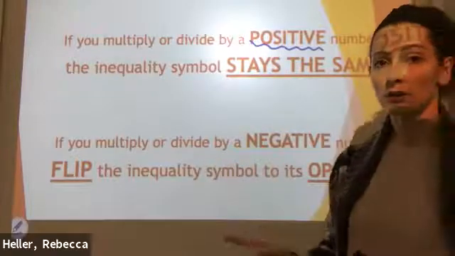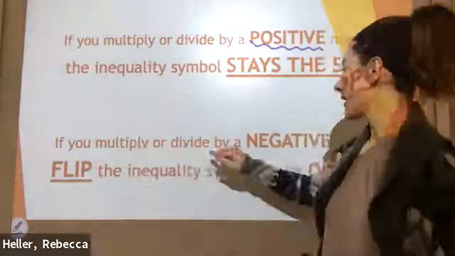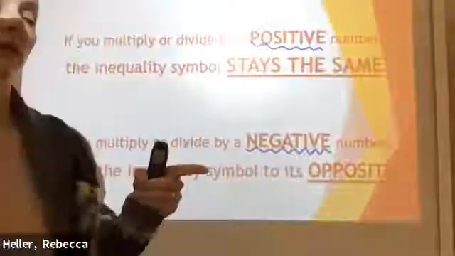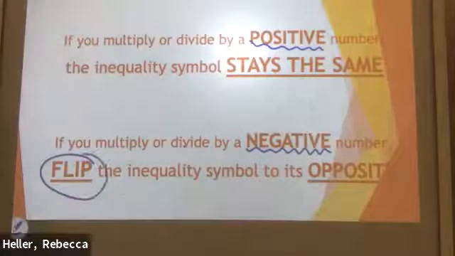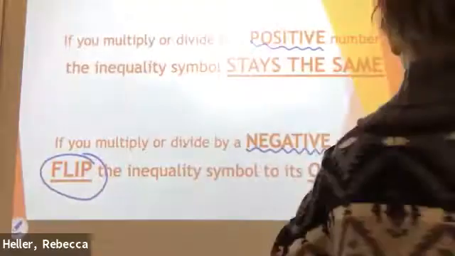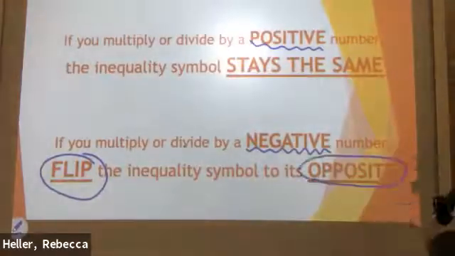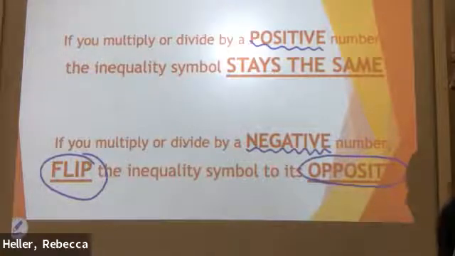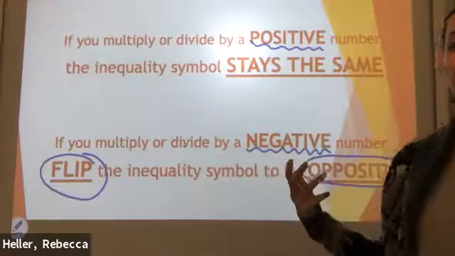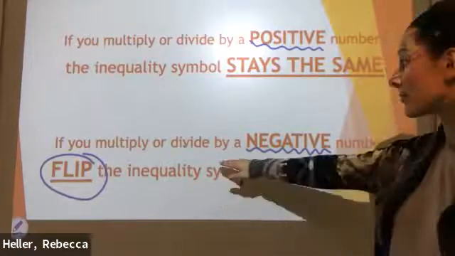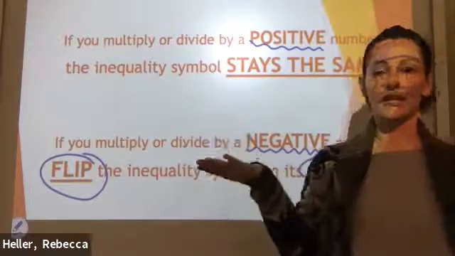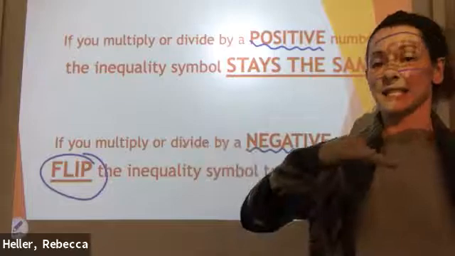However, if you multiply or divide by a negative number on both sides, you have to flip the inequality to the opposite direction. I don't know if you guys can see that, it says opposite. Okay, so if you end up solving and multiplying by a negative number or dividing by a negative number on both sides, if it started as a greater than symbol, it ends as a less than symbol.